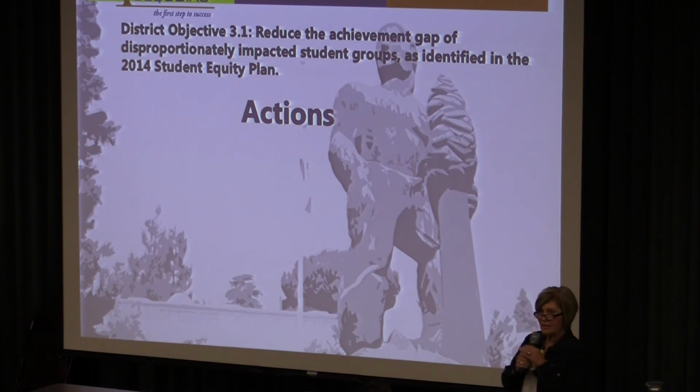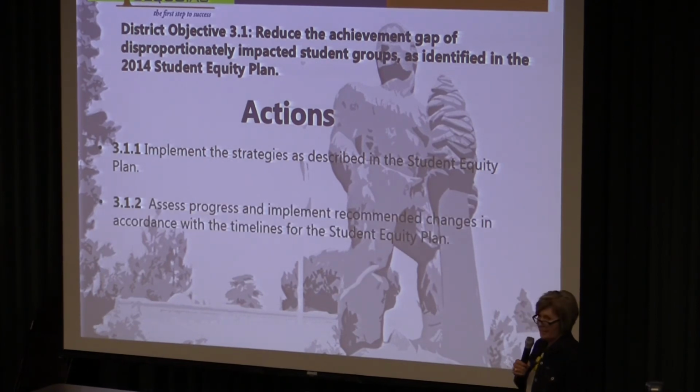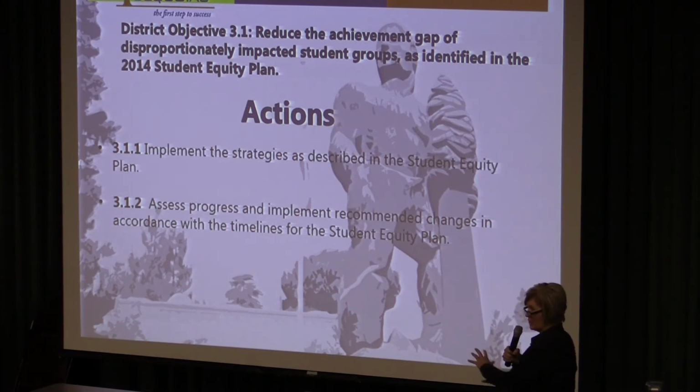So again, actions are the specific boots on the ground activities that we are going to do to move the needle to help us reduce our achievement gap and also to improve our academic and student services. So the actions for 3.1, we're going to implement the strategies that are in the student equity plan. It's about a 150-page document. It's based on data and research, and it's on the website. And there's about 10 specific actions. I'm not going to read them to you because they're not actually in the strategic plan. We're just referring to that great work.